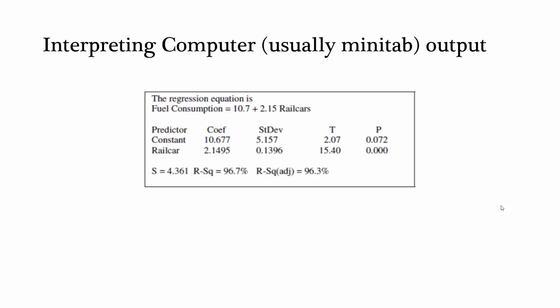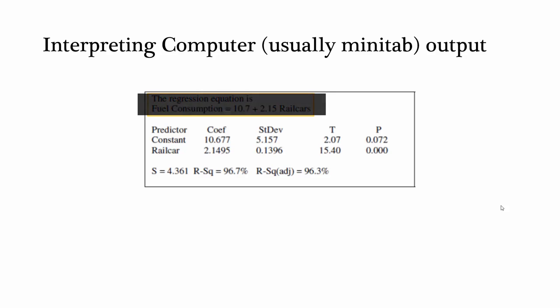Now, what if we weren't given all of the data points and we were just given a computer printout such as this? This is very common in statistics questions. So the first thing you'll notice is that this computer printout, as I've highlighted in the yellow box here, tells us exactly what the regression equation is, that the predicted fuel consumption equals 10.7 plus 2.15 times the number of railcars. But what if that was not given to us?